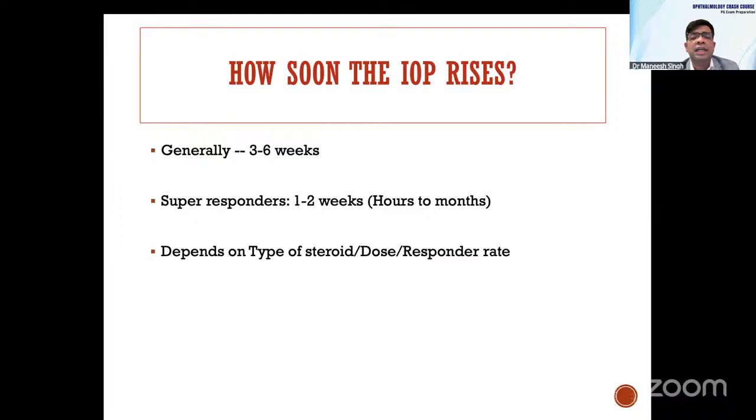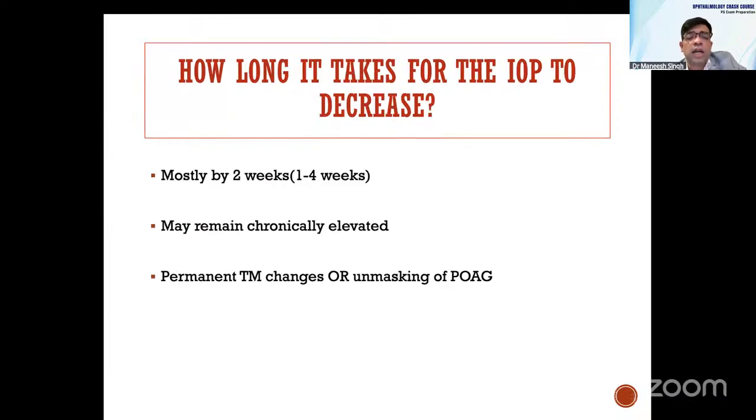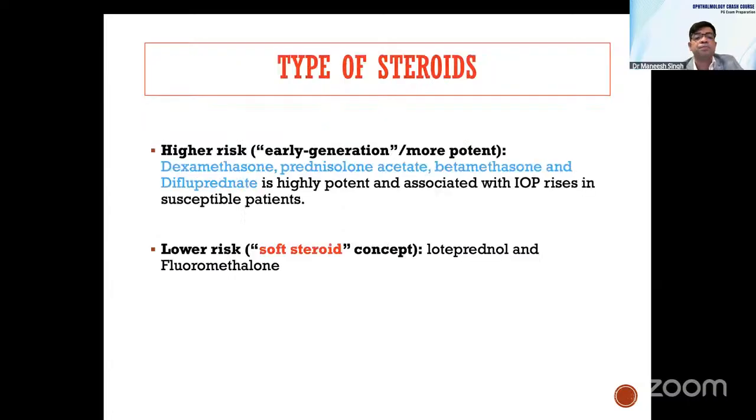IOP rise generally takes 3 to 6 weeks, but in those who are super responders, IOP rise can occur even within hours, days, or 1 to 2 weeks. Once you have stopped the steroid, generally by 2 weeks, the pressure will come down. But in some patients who are predisposed to glaucoma, there can be permanent damage to the trabecular meshwork and pressure can still remain high even after stopping the steroid.